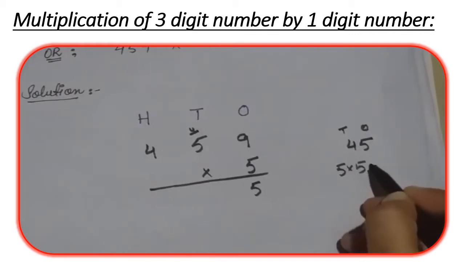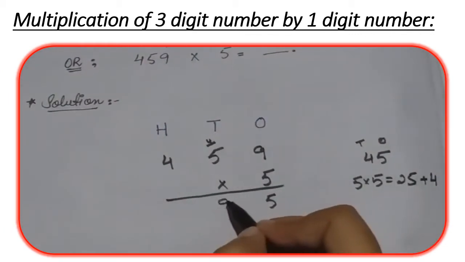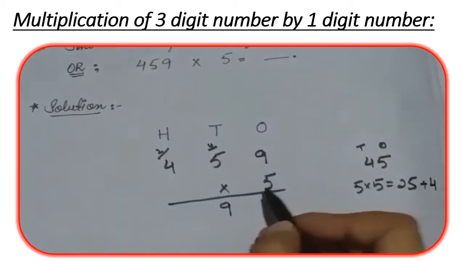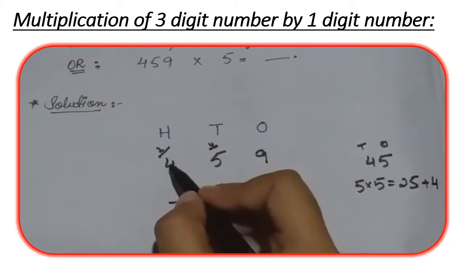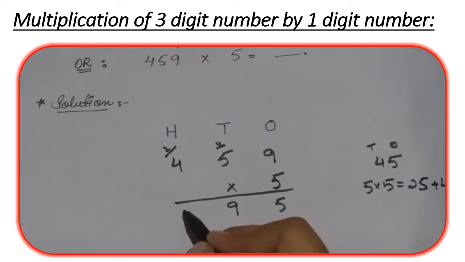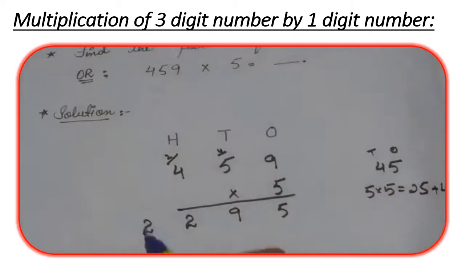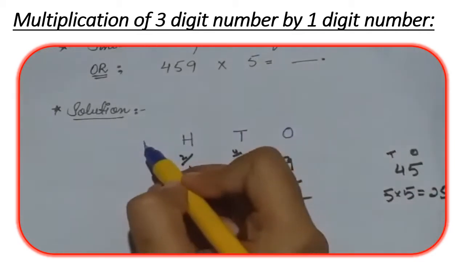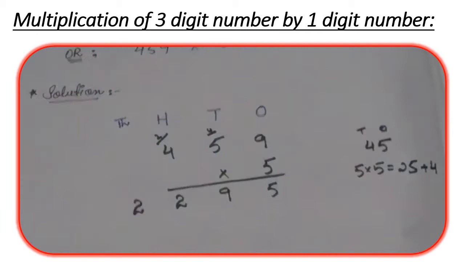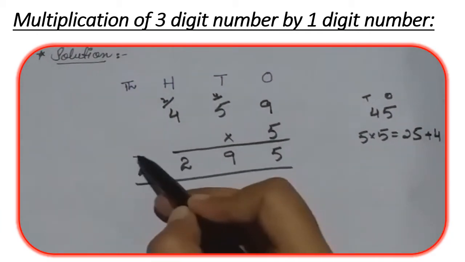5 multiplied by 5 is equal to 25. 25 plus 4 is 29. So we will write 9 here and 2 will be the carry. Now 5 multiplied by 4 is equal to 20 and 20 plus 2 is equal to 22. So we will write 2 here and 2 here. This 2 is in the thousands place. So this is our final product.